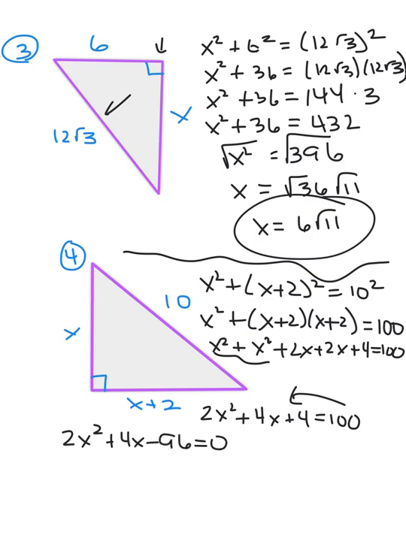Now I can factor out a 2. It's just going to make my numbers a little bit easier to work with. So I factor out a 2. That's my greatest common factor. I have x squared plus 2x minus 48 is equal to 0.